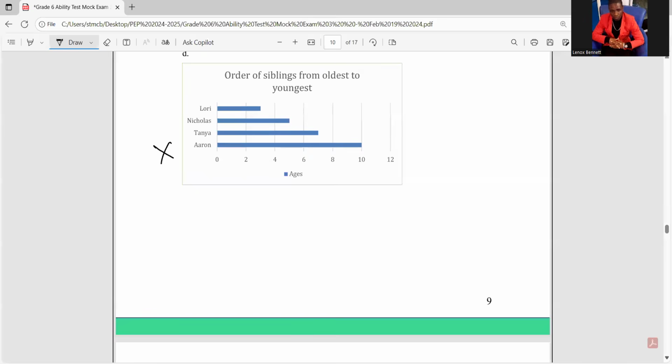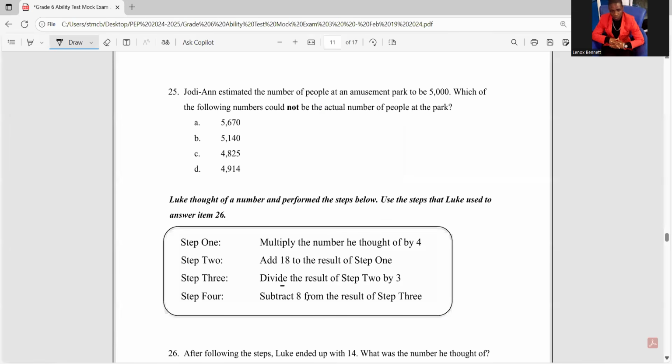Let's move on to 25. Jody estimated the number of people at the amusement park to be 5,000. Which of the following numbers could not be the actual number of people at the park? A. 5,670. B. 5,140. C. 4,825. Or D. 4,914.